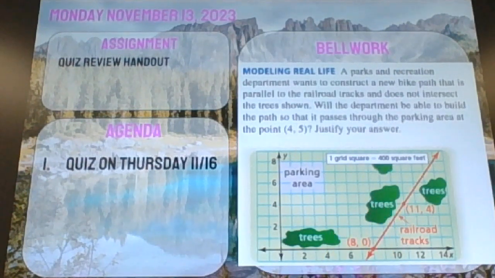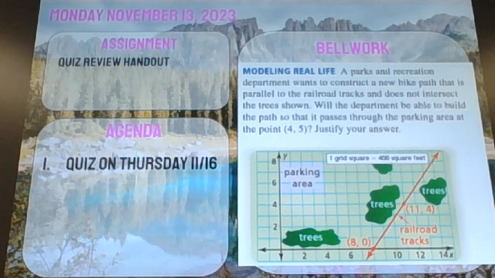However, what does it say is a condition about the bike path? Yeah, it has to be parallel to the train track. What else has to be true about it? Have you read it? Take a minute. Read it. Oh, it has to go through the parking area. So the bike path has to go through the parking lot and be parallel to the train tracks.